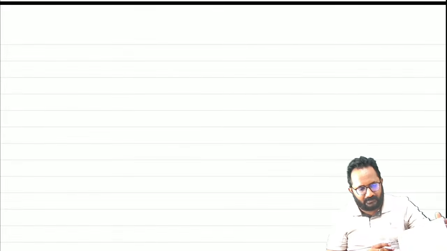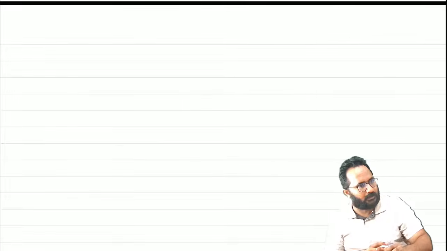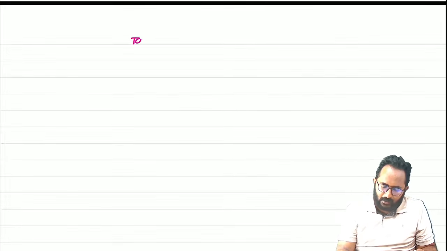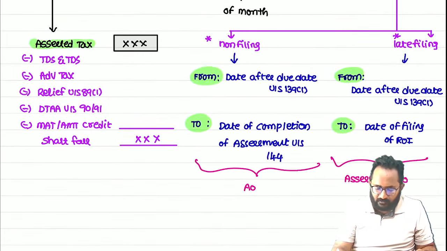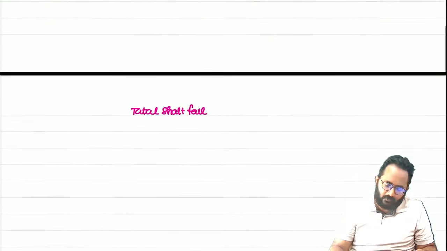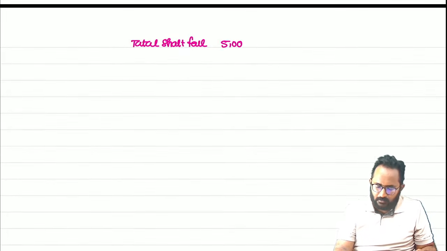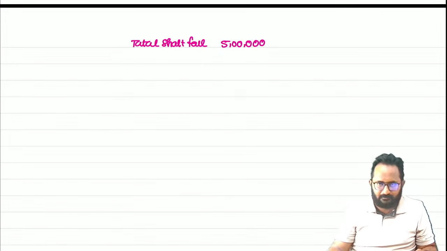Listen carefully, this is an important point. After this we can go directly to the question and answers. Very important. We calculated the total shortfall. How much total shortfall did he get under this section? This is only the shortfall, for example 5 lakh. On this 5 lakh, he needs to calculate the interest. You know this fact very well.